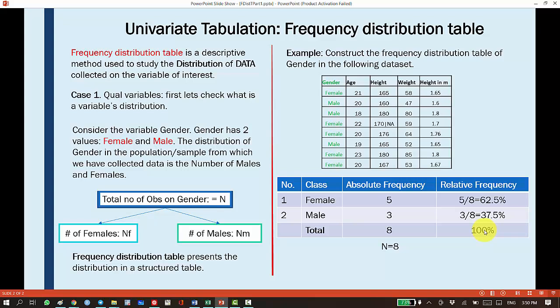In total, 8 observations in our study. And in order to see the distribution of the variable gender, we want to see how many of these 8 people are female, which is 5, and how many are male, which is 3. So this is the distribution of the variable gender, and this distribution is being represented in a systematic and more structured way by this frequency distribution table.